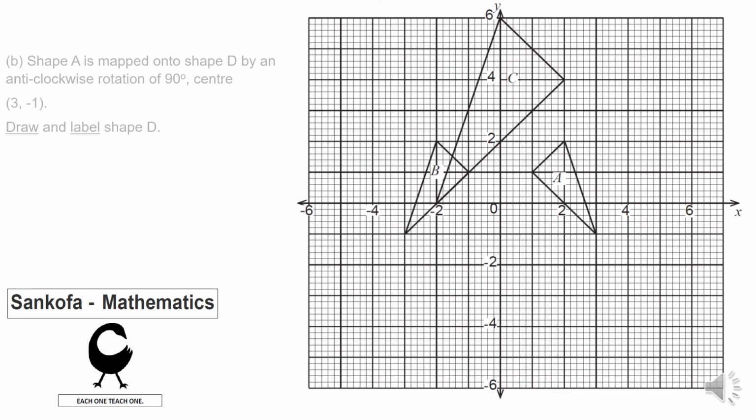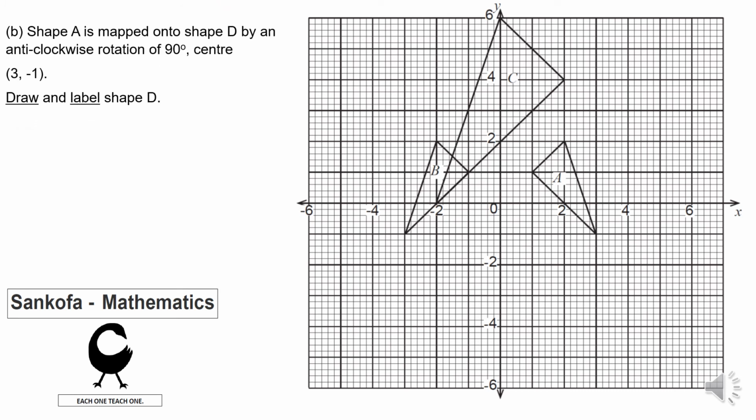Right, so let me bring the diagram back. What they are requesting here is that we draw and label D. What we're drawing is a rotation. Shape A is rotated, and the center of rotation is this one here. When you rotate it, I expect it to be 90 degrees anti-clockwise.